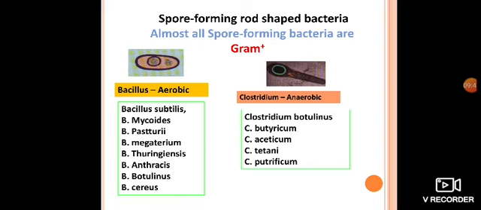And second, it is Clostridium, anaerobic. So there are a few examples we are going to consider. Bacillus has a rod shape and has different types of examples. We are considering Bacillus mycoides, then megaterium, and cereus. These are a few simple examples given in gram positive cells.